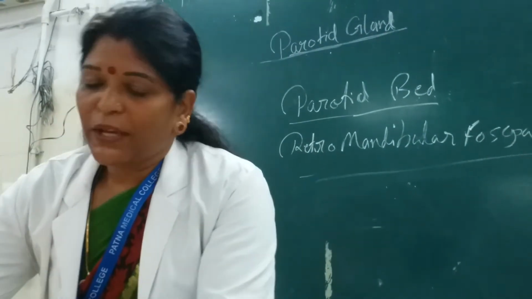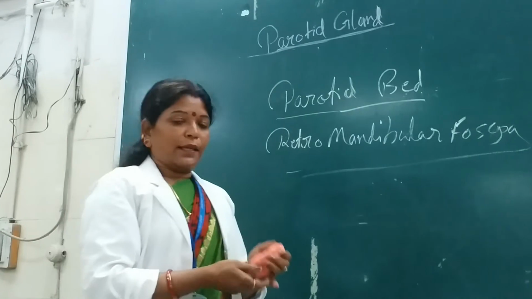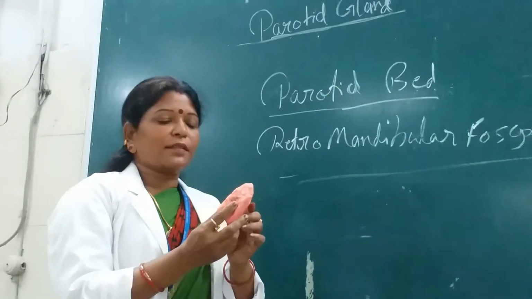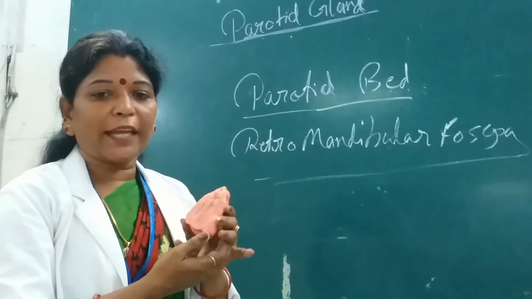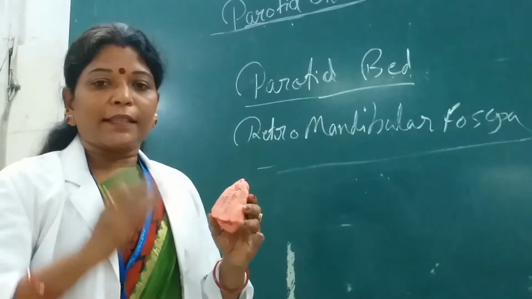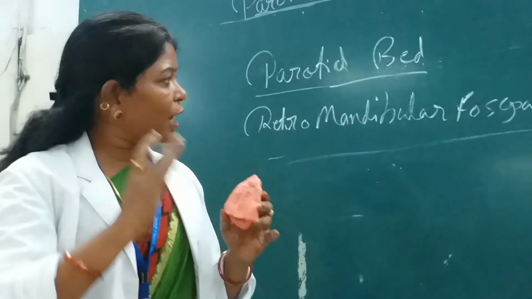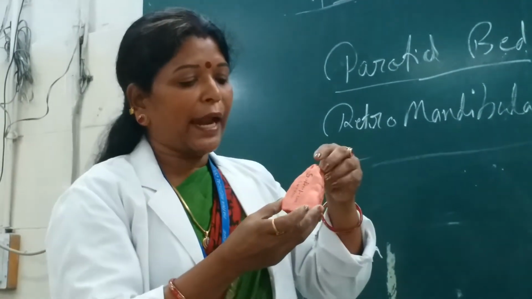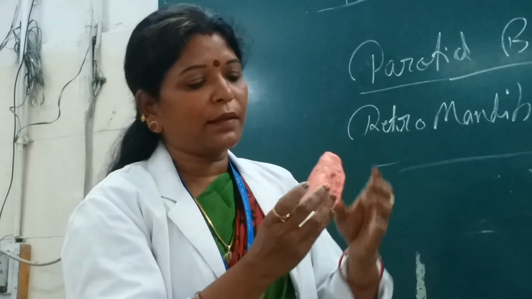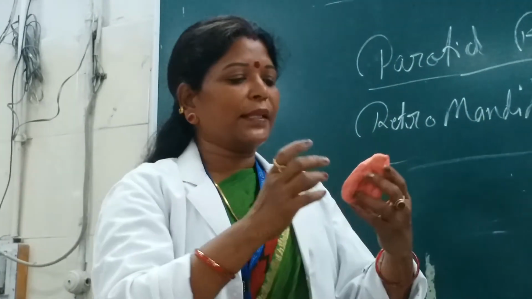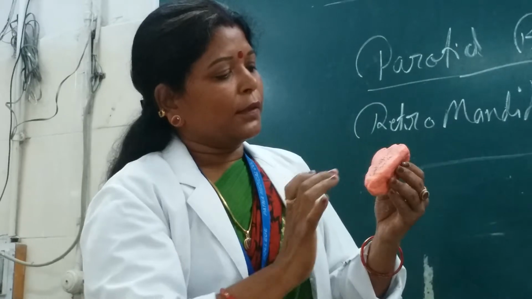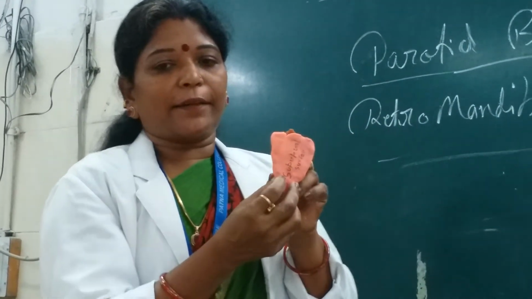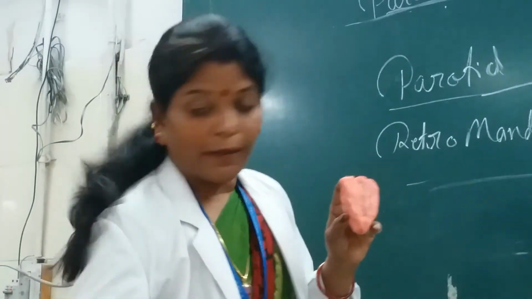Now, what is the shape of this gland? Anyone? Yes, the shape of this gland is a three-sided pyramidal structure. It is a gland which is three-sided pyramidal in shape. Now look, I have made a model for you all. It is three-sided. So how many parts will be there?